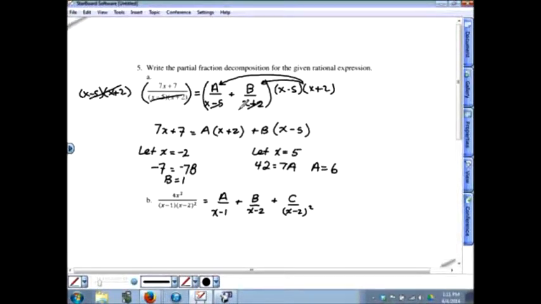So now that we have the values of a and b, we can finish the forms of the partial fraction. Instead of a over x minus 5, it's 6 over x minus 5 plus 1 over x plus 2.